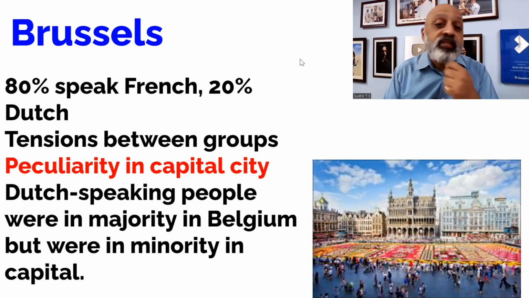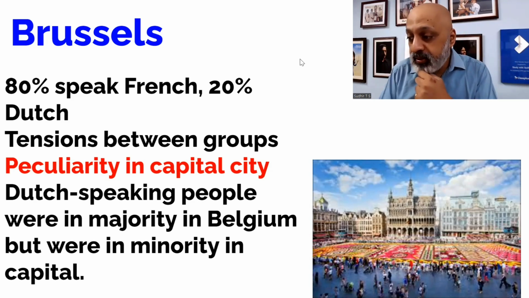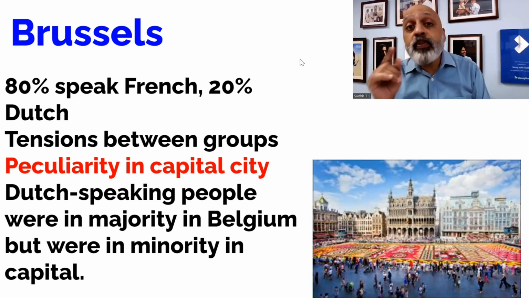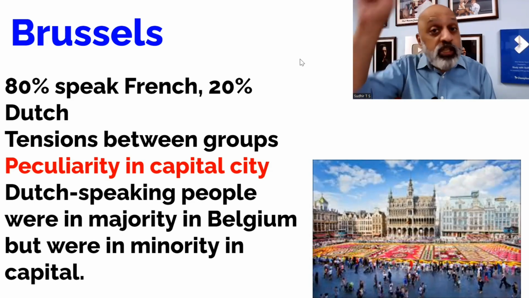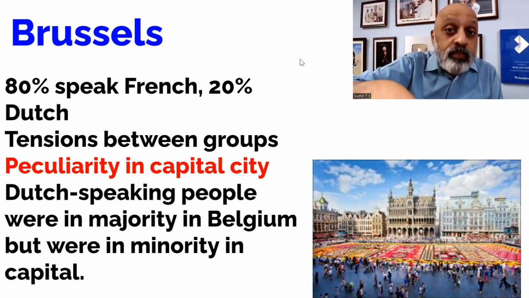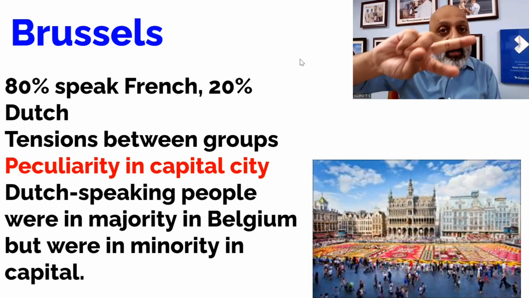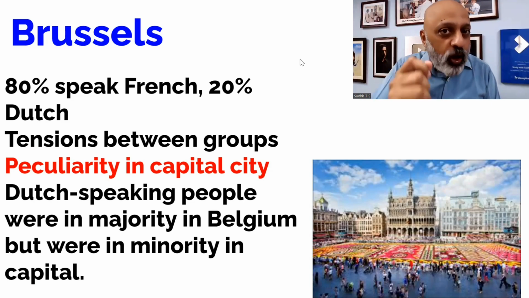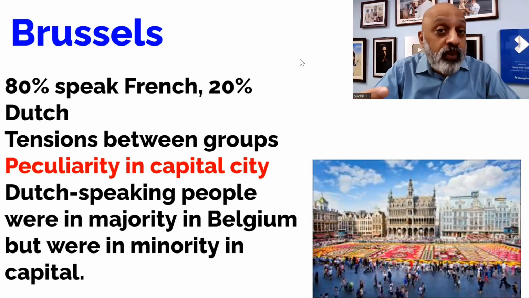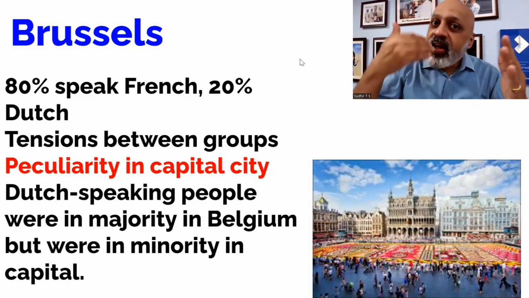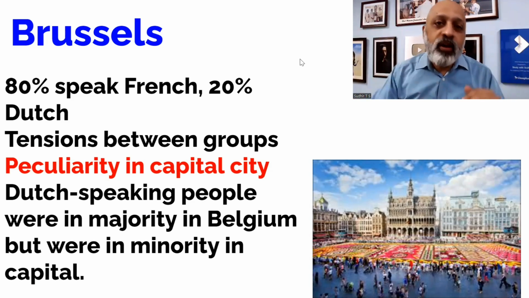The situation in Brussels is actually quite different. Here, 80% people speak French and 20% only speak Dutch. What was the situation in the entire country? 59 to 40, Dutch to French. But in Brussels, the capital of Belgium, the situation is reversed. 80% speak French and 20% speak Dutch. Now you understand why the French are more politically powerful, because in the capital where all the important decisions are taken, it is the French-speaking people who are in a majority.